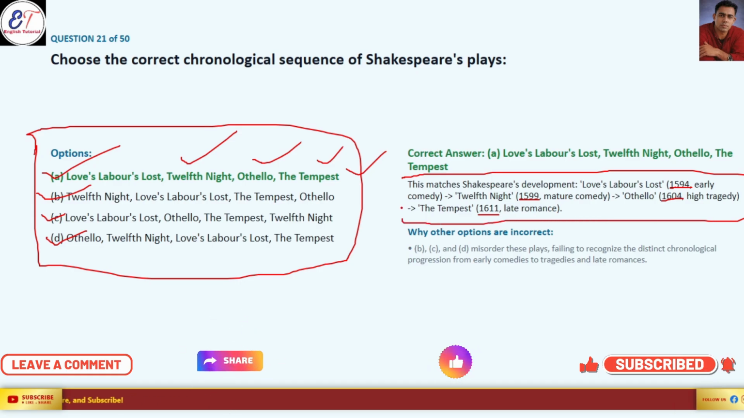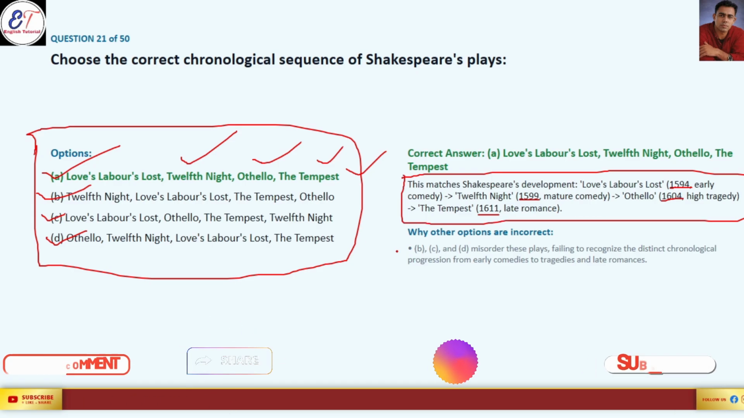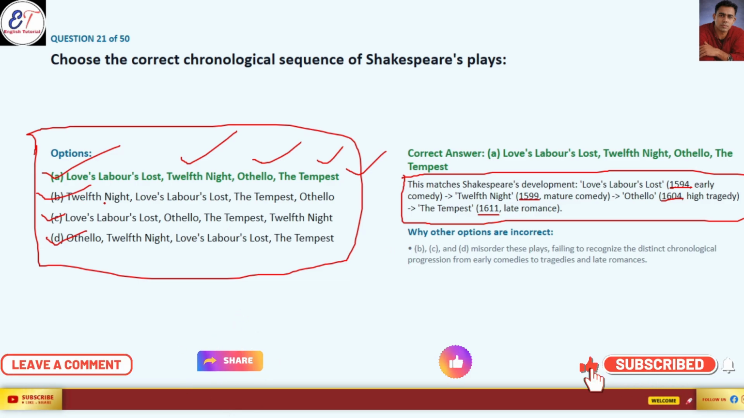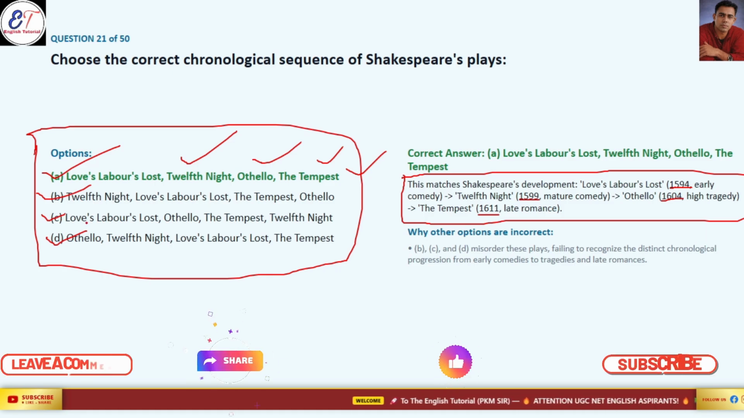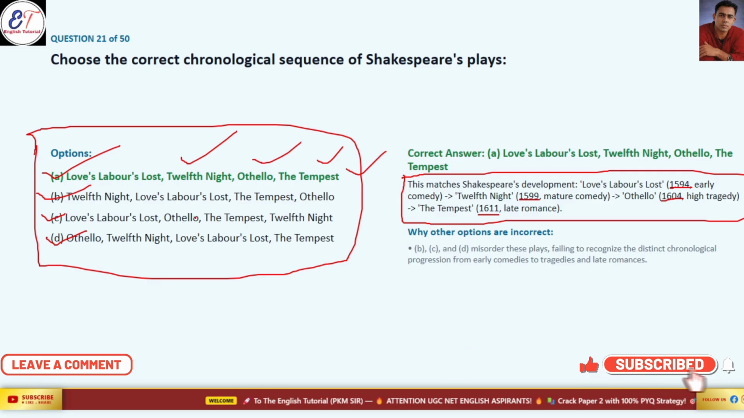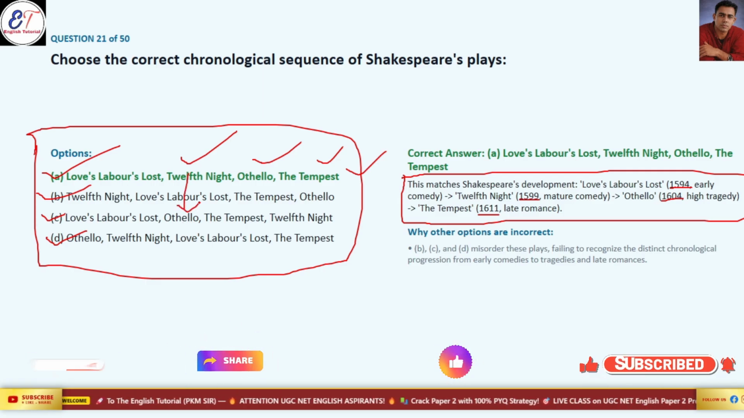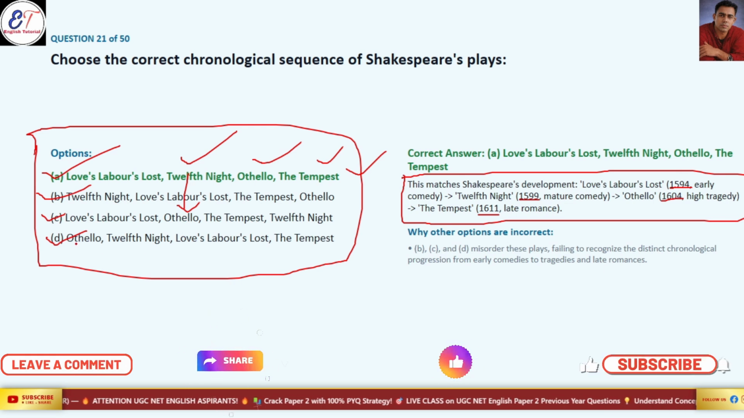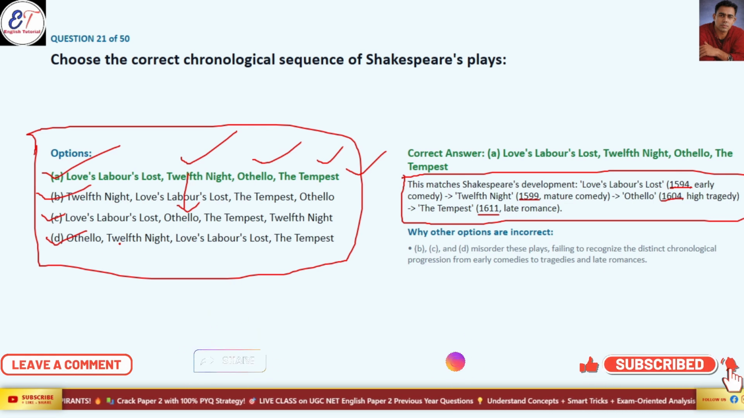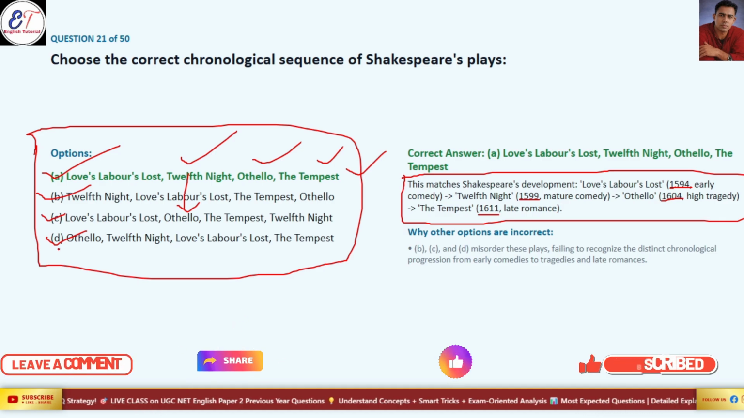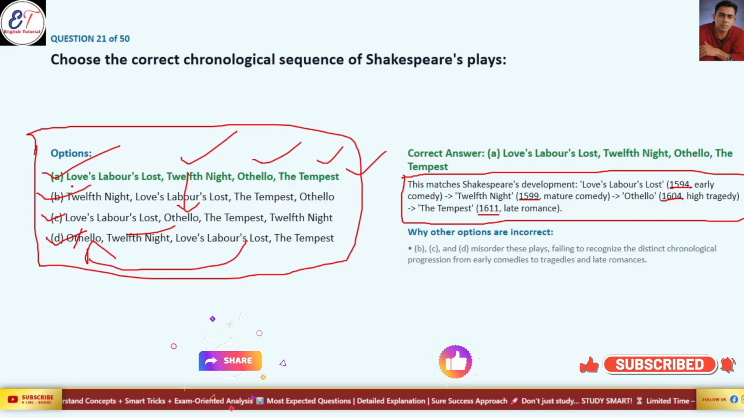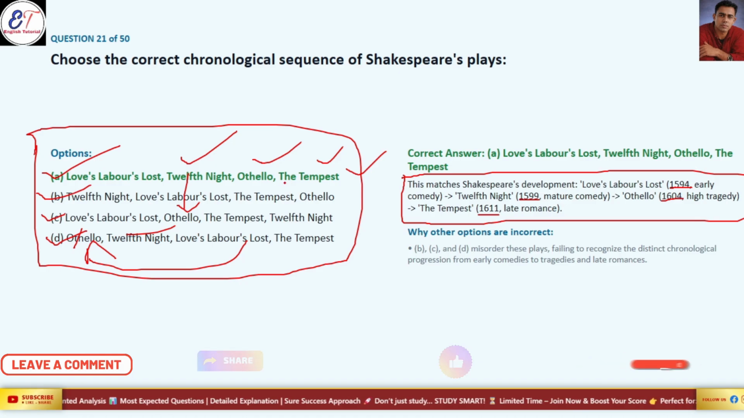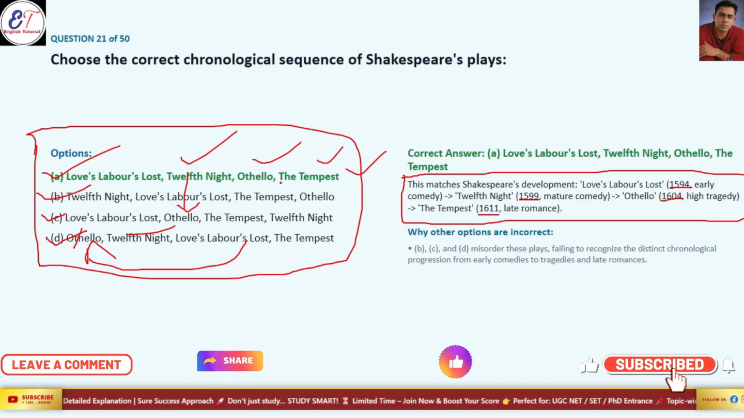given in the correct option. In option B, Twelfth Night is first, whereas Love's Labour's Lost is the first play. In option C, Love's Labour's Lost is first, but after that it should be Twelfth Night, and Othello is given here. So we need to reject all these answers on this logic. Option D starts with Othello. How can Othello come where Love's Labour's Lost should be? So this is very easy. If you have the publication year knowledge, then you can easily identify it.